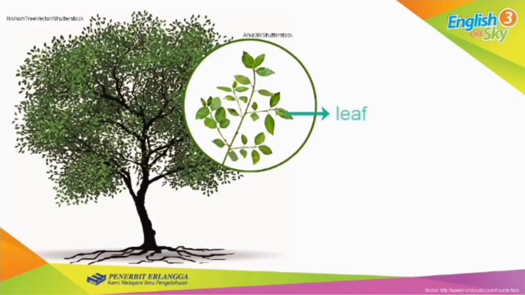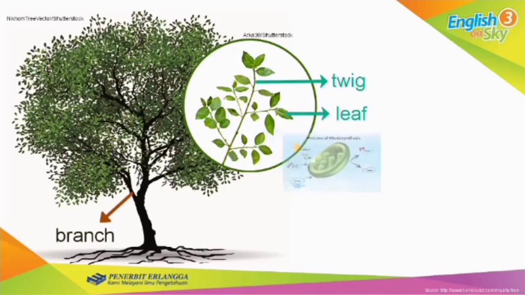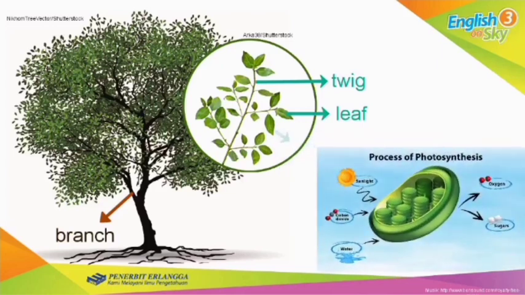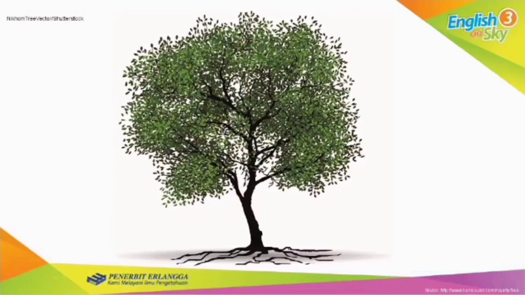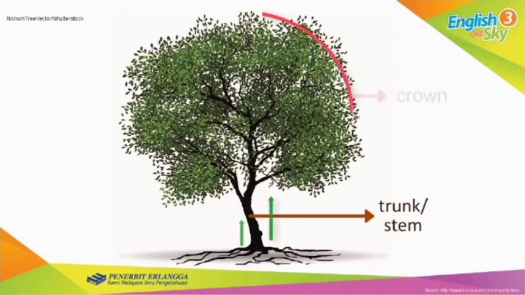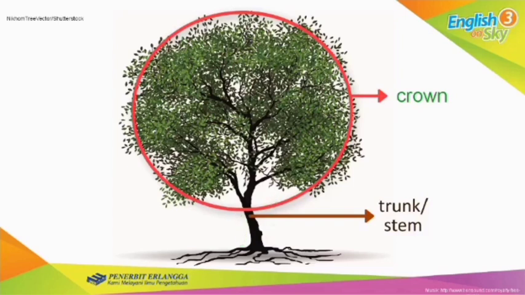It consists of leaves, branches, and twigs. As you all know, the leaves are the food factories of a tree. They contain chlorophyll, which helps the photosynthesis process and gives green color to the leaves. Now let's talk about the trunk or stem. The trunk of a tree supports the crown and gives the tree its shape and strength. The trunk consists of several layers.